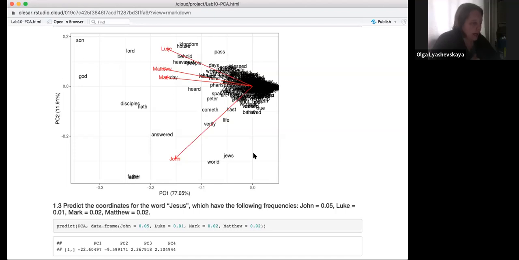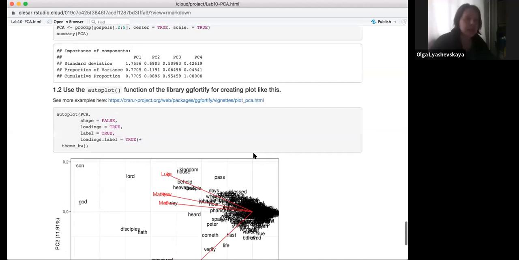Okay, and now I can ask you to plot. Sometimes it is very interesting to look not just at the first and the second component, but also at the third component, because you can see that some variance is not explained, and we can see other kinds of distances. Make a biplot for PC2 and PC3 using this autoplot function. Put x equals 2 and y equals 3 after the PCA here.